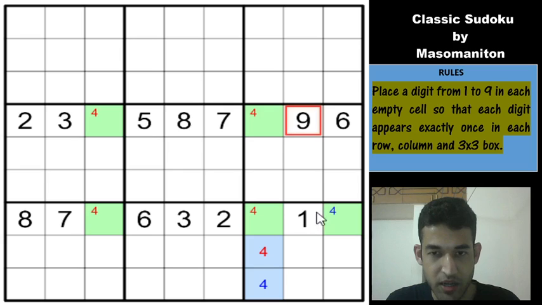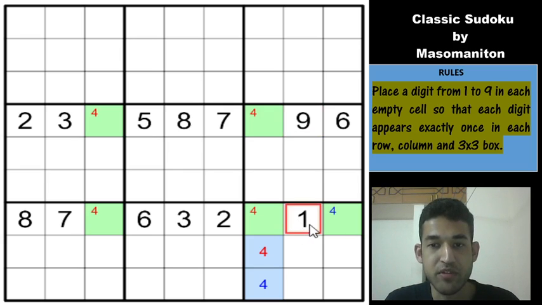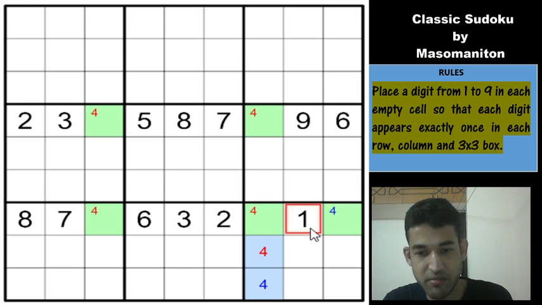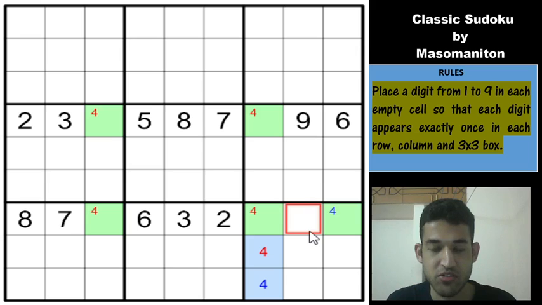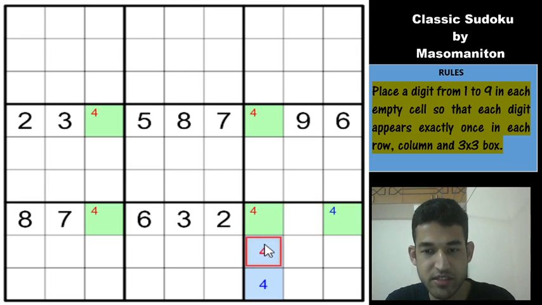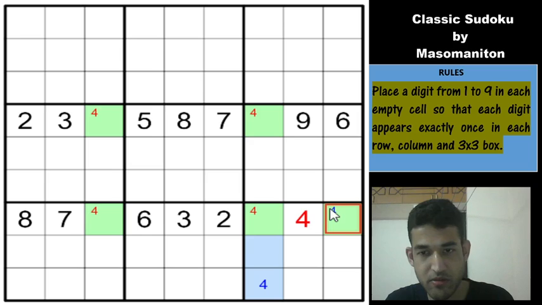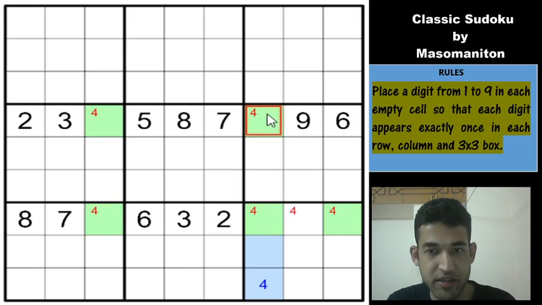So in some instances you may also have 2 fins. For example, imagine that the 1 is not here. So what happens is that there are 2 fins now, right? You're still having an X-wing pattern, but in this case there are 2 extra cells which are preventing us from having an X-wing.